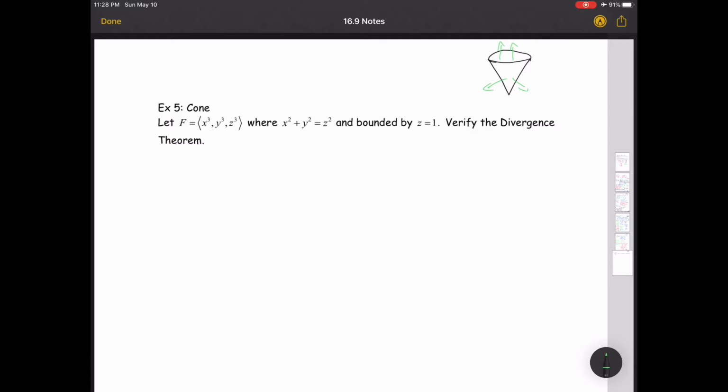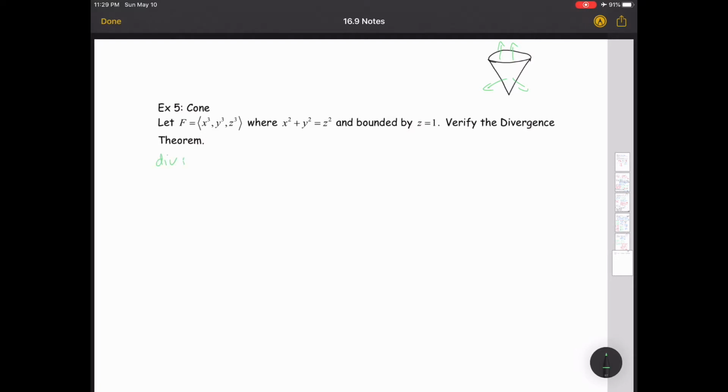Now in this case we are going to be assuming that this is a closed top, because it does say bounded by z equals 1, which means it is a closed off top. But that is how you would use the divergence theorem if you did not have a closed figure. You would just basically have to subtract off the flux from the part of it that is not actually closed off. All right, so let's go ahead and find the divergence.